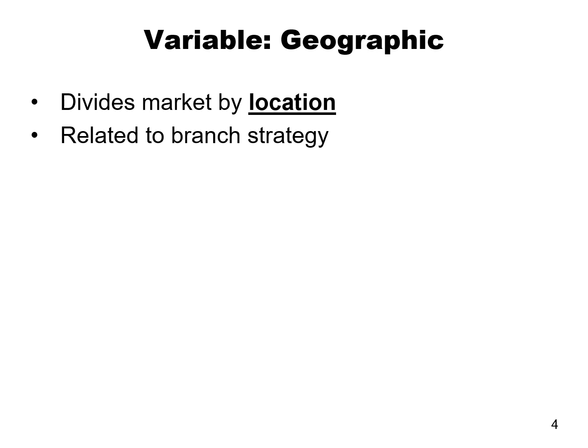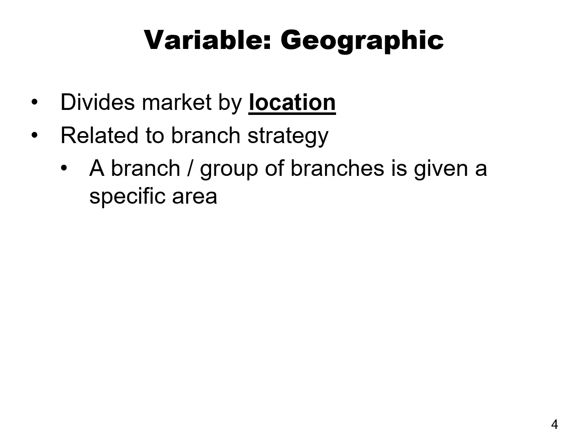Let's look at the first variable, geographic. Basically, the banks divide the market by location. This is more related to the bank branch strategy. So, for example, a branch or a group of branches is given a specific area to serve.